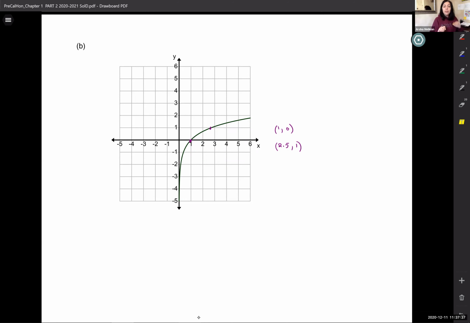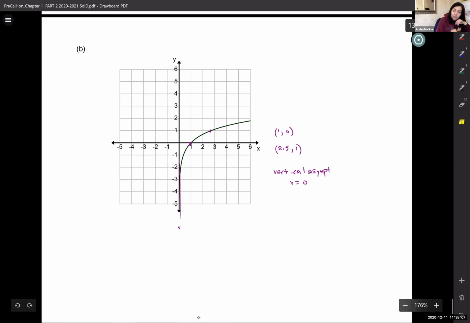But look at some other important characteristics I have. It looks like there is a vertical... When I said vertical, my first grader just said asymptote. They're learning. You're ready for algebra 2 and pre-calculus. It looks like there's a vertical asymptote at x equals 0, right?